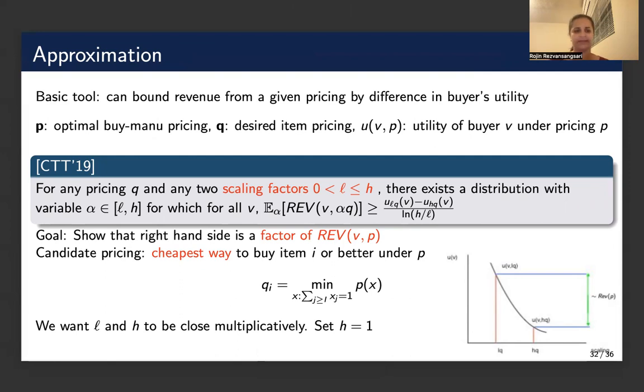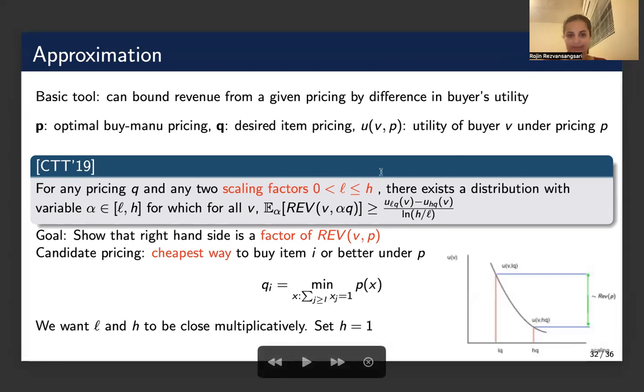Let's say P is the optimal buy-many pricing, Q is the desired item pricing that we want to find, and u(v, P) is the utility of buyer v under pricing P. The basic tool that we use here comes from the work of Chawla, Teng, and Tzamos. Basically it says that we can bound the revenue of any pricing using the differences in different scalings of the utility, coming from different scalings of the prices.